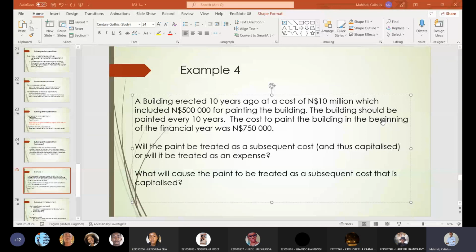Either it's added to the cost price of an asset, in which case it's capitalized, or, if it doesn't enhance, as you correctly stated, if it doesn't really increase the value of the property, then in this instance it must be expensed. So you debit your painting costs expense in the statement of profit or loss, and then you credit your bank.